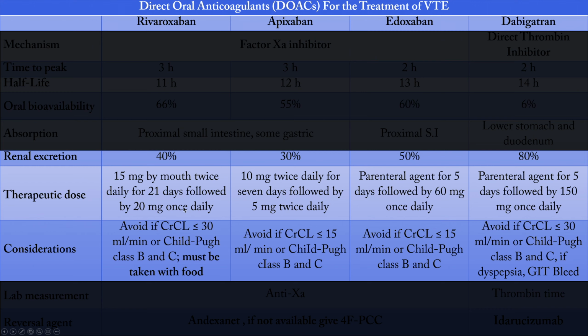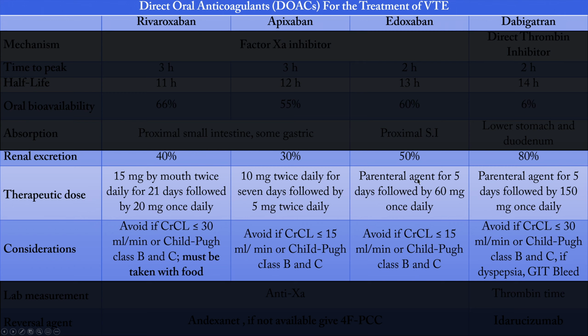As we said, in the early weeks the risk is high, so we give a higher dose and then decrease it. For rivaroxaban, it's going to be 20 once daily. For apixaban, you start with 10 milligrams twice daily, and then after 7 days, you give half the dose. Edoxaban and dabigatran are the same thing as the others.